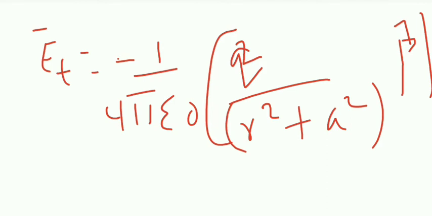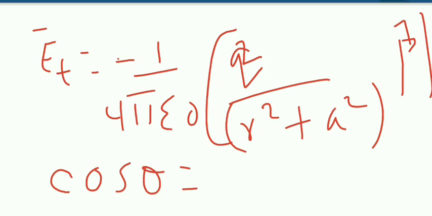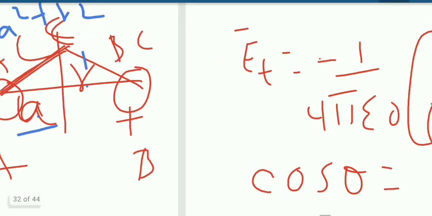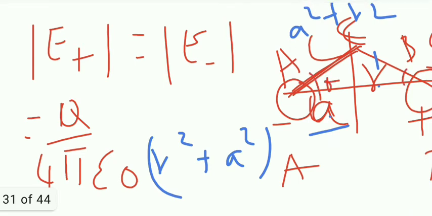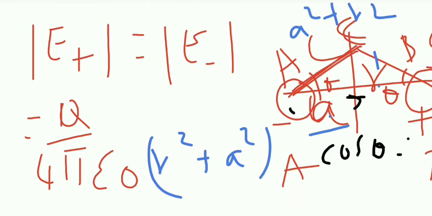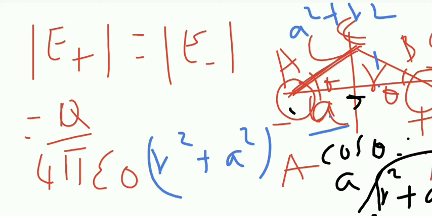Now we know that from the diagram cos theta is equal to, here you see what is cos theta, right? So this is theta. Cos theta is given by adjacent, which is A only, by hypotenuse, square root of R squared plus A squared. So A by root of R squared plus A squared.